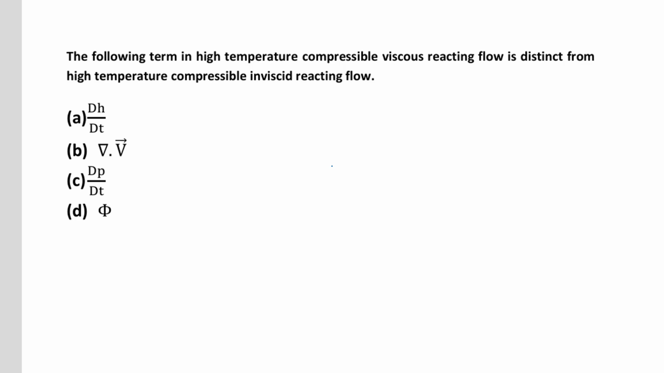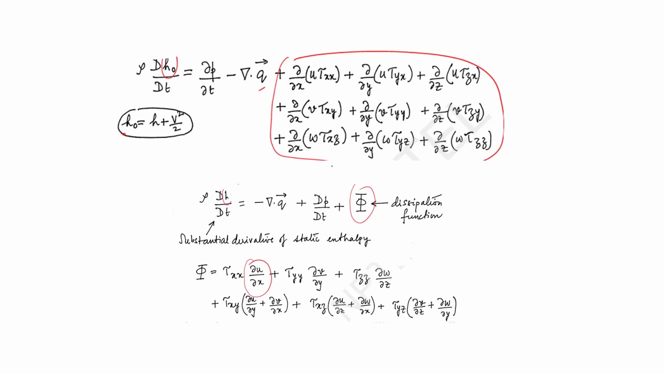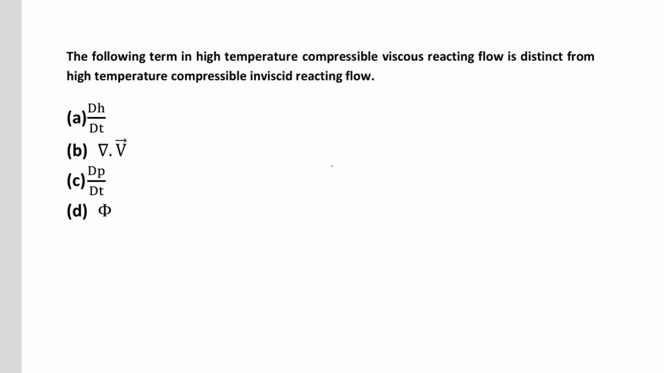Now we will see the next problem. The following term in the high temperature compressible viscous reacting flow is distinct from high temperature compressible inviscid reacting flow. Option A, dH upon dt. Option B, del dot q. Option C, dP upon dt. Option D, phi. So first we should know that phi is the dissipation function. So what will be the answer for this problem?